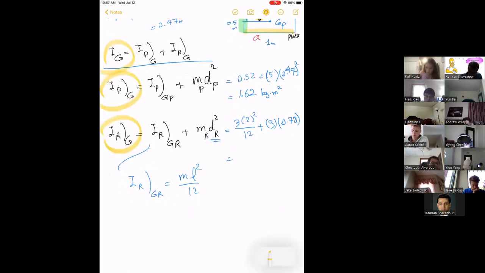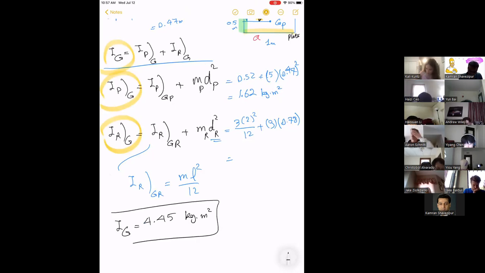If you add these two values together, this one and this one, you're going to get your IG, and your final IG should be 4.45 kilogram meter squared. You can make this calculation, add it to this, and see what you get. And I hope we calculated everything right. You should get this number.